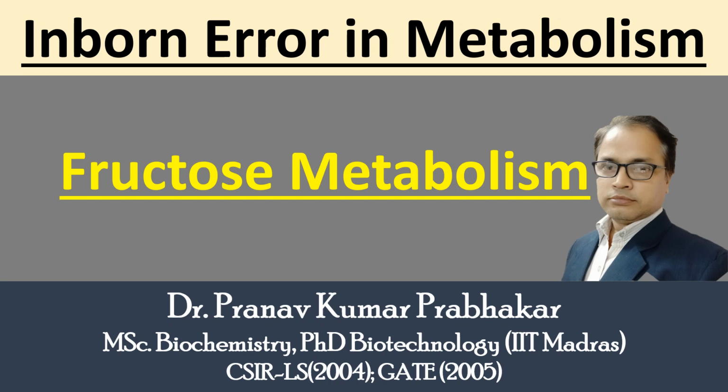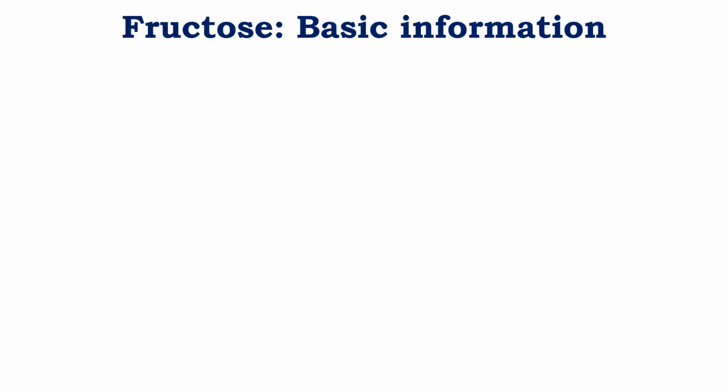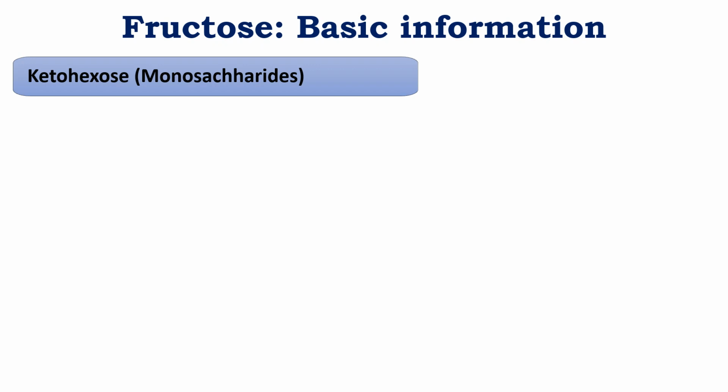Dr. P.K. Prabhakar. Today we are going to talk about fructose metabolism and the inborn errors associated with the fructose metabolism process. So first we will see what fructose is. Fructose is a ketohexose. It is a 6-carbon sugar which has a ketone functional group, so it is called a ketohexose, and it is a monosaccharide.